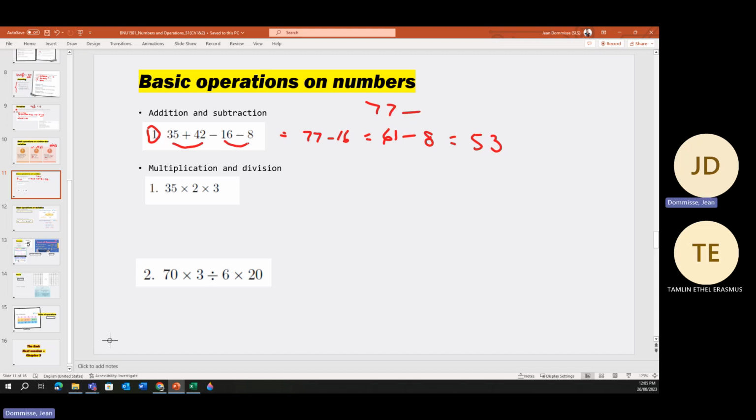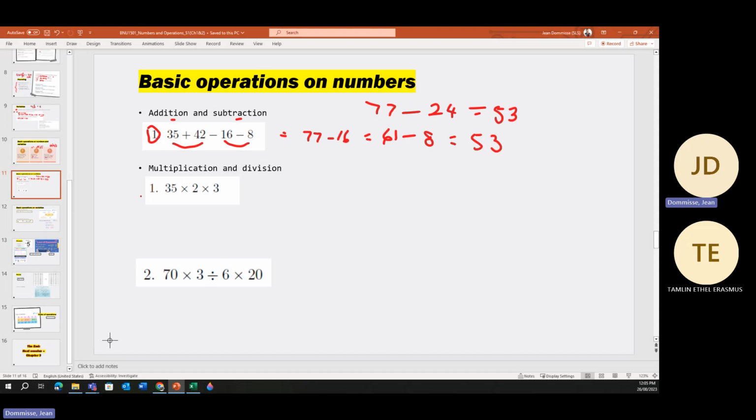We add those two, that gives us 24, but it's minus 24. So 77 minus 24 would have given us the 53 as well. But with basic operations, we start from one side and move through, because it's addition and subtraction. There's nothing that we need to do first before the second. We can just work from left to right. Okay, so that is your addition and subtraction.